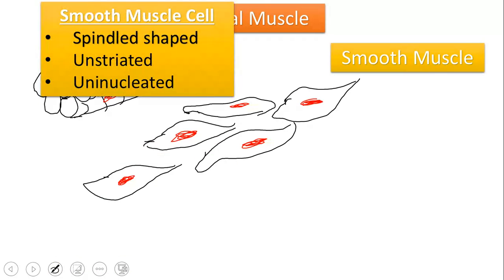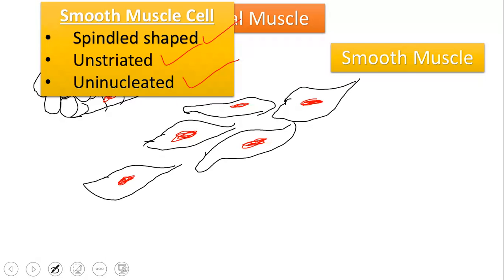Note that the smooth muscle cell is spindle shaped. They are unstriated and they are uninucleated, which means that they have a single nucleus in one cell.